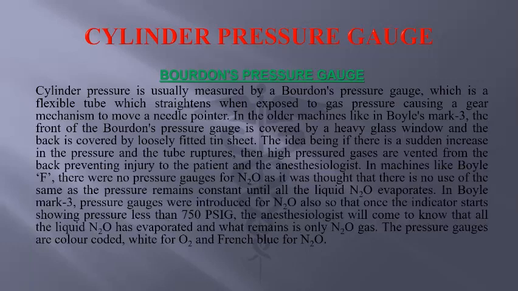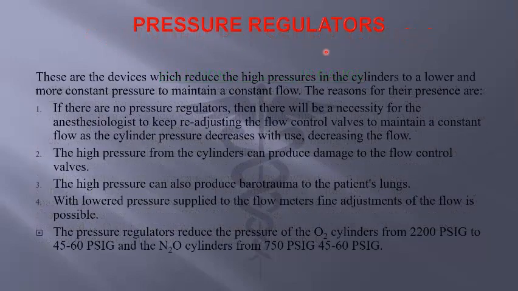In machines like the Boyle F, there were no pressure gauges for N2O, as it was thought that there is no use for them, since the pressure remains constant until all the liquid N2O evaporates. In Boyle Mark III, pressure gauges were introduced for N2O also, so that once the indicator starts showing pressure less than 750 psig, the anesthesiologist will come to know that all the liquid N2O has evaporated and what remains is only N2O gas.